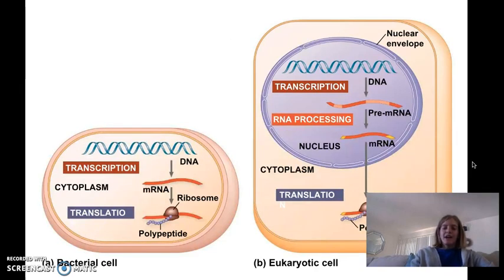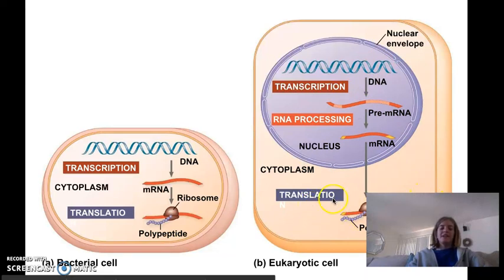So we have here a bacterial cell and a eukaryotic cell. In the bacterial cell, you go from DNA to RNA to the protein, transcription to translation, almost simultaneously, or as it's happening. In the eukaryotic cell, for example in an organism like humans, transcription and RNA processing happen in the nucleus to get our mRNA, and then you'll notice translation occurs in the cytoplasm. So that's what's happening here.